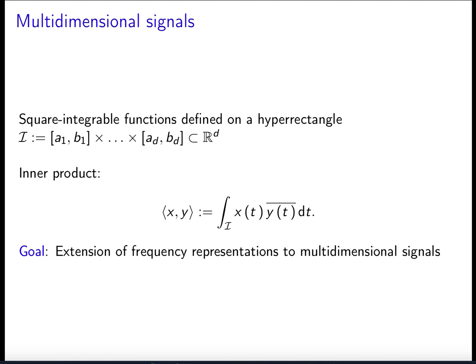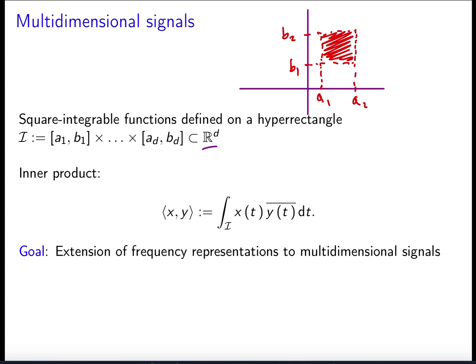We're going to consider multidimensional signals, which we're going to model as functions that are square integrable and are defined on a hyperrectangle in R^D. So for example, in 2 dimensions, if this is the 2D plane, we're going to consider functions that are between a1 and a2 and b1 and b2. Okay? So they're defined on this rectangle here. Okay, that's what I mean.